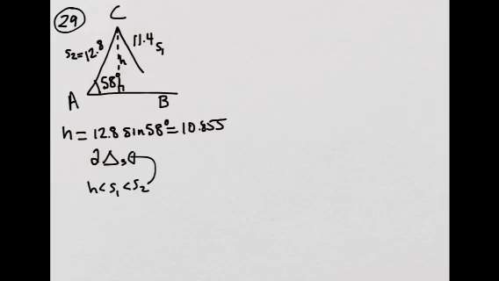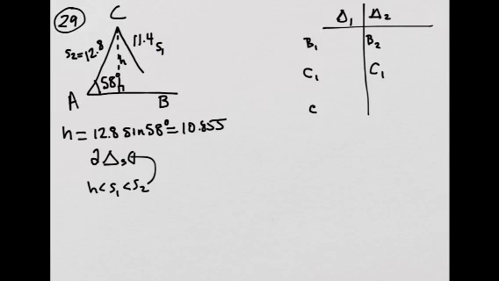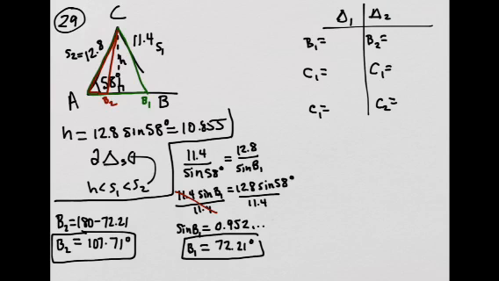Okay, so we're going to set it up. I could put it up here. Triangle 1, triangle 2. We're missing angle B1 and B2. We need the angle C1 and angle C2. And we need little c1 and little c2, which are the sides, okay? So the first thing we do is look for angle B, because we have opposites here, and we have this side, and we could find this angle right here.